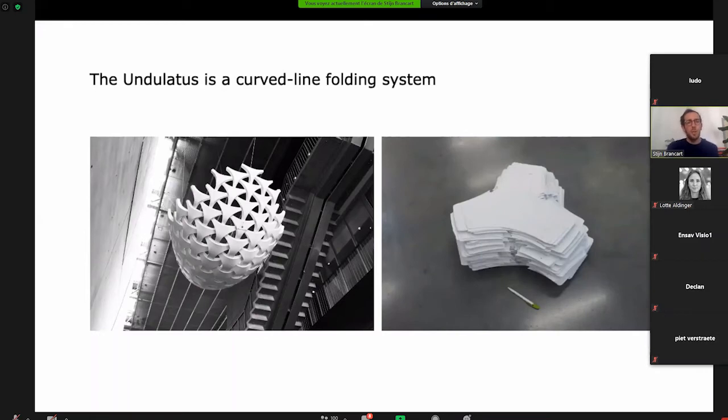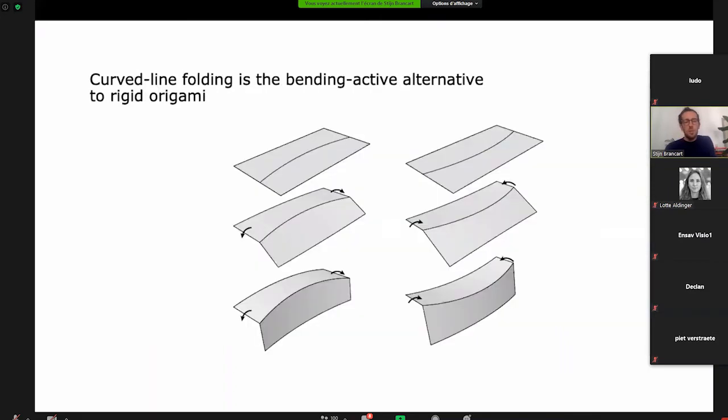So first, the curved line folding system. Here you see, let's say, the final structure, but also what it looks like when it's taken apart. So it's a very compact system. It consists of 99 components, but no external connections are needed to assemble the system.